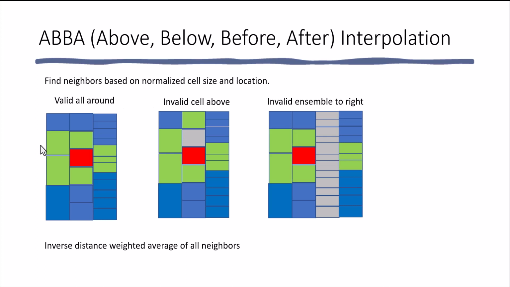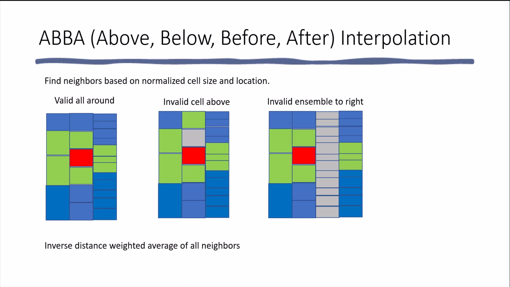For this example, we've identified our cell that has invalid data and highlighted it in red. This becomes our target cell. We first look above the target cell to find the first valid depth cell above it. Then we search below it to find the first valid depth cell below it within the same ensemble. Then we look at the ensemble before and identify all depth cells that overlap our target depth cell. Then we look to the ensemble after and identify all depth cells that overlap our target depth cell.